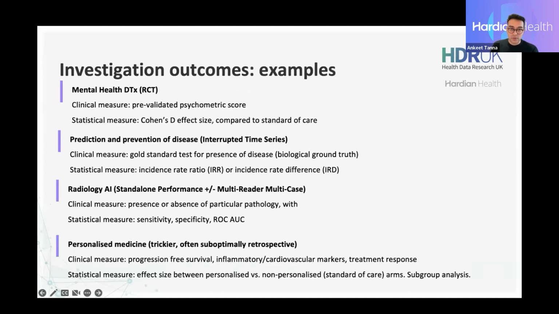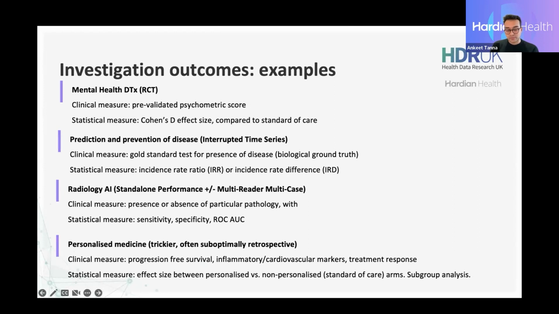So we'll just go through a few examples across the software as a medical device range of tools that are out there. This is a non-exhaustive list, and it's just a very broad overview, so it may not apply to some of the ideas that might be being developed with the audience. But we'll start with digital therapeutics, so mental health digital therapeutics or any other kind of digital therapeutics for other diseases are becoming increasingly common.